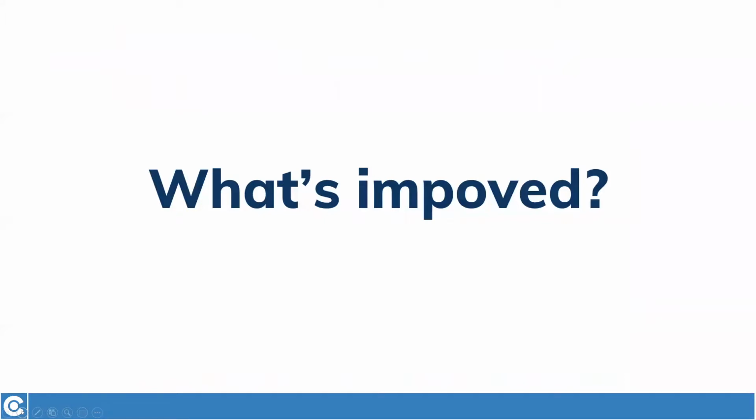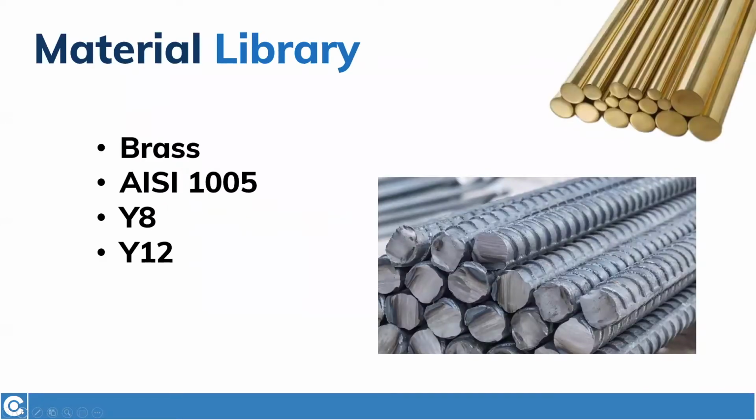In CENOS version 2.7, we have also improved a couple of our existing functions. We have updated our material library and included the long-desired brass material with full nonlinear properties. We have also added the new low-carbon steel grade, IC1005, and two a little bit more specific carbon steels, respectively Y08, Y8, and Y12, which are both commonly used in reinforced bar production.